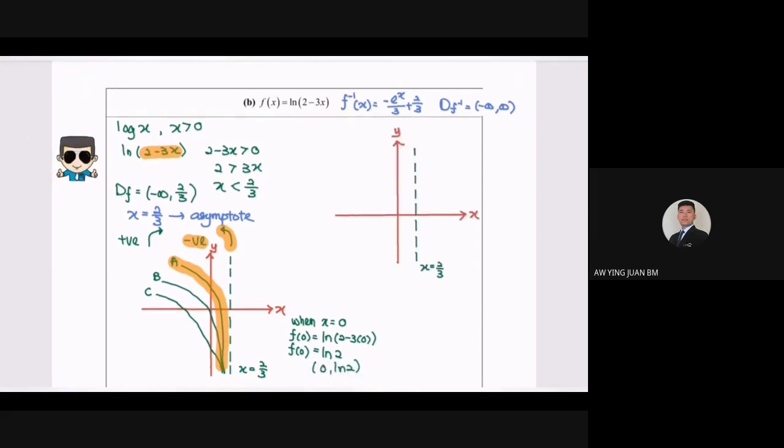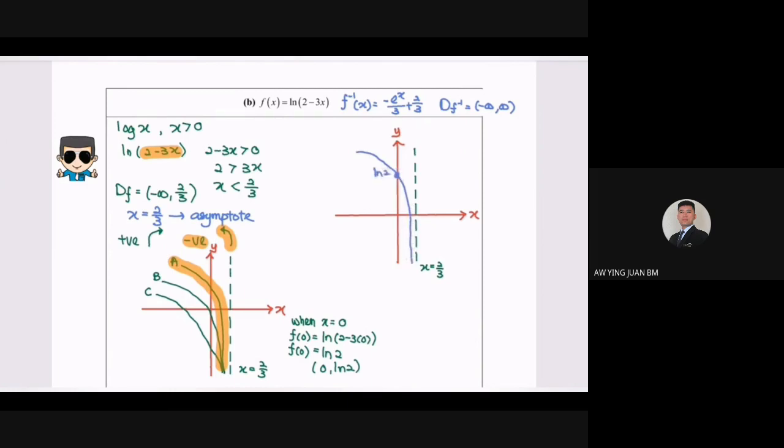So now we are going to sketch the graph. Now we have the green line, which is the asymptote, x equals 2 over 3. And previously we already determined the direction and also the draft, which is situation A. So my graph will be something like this. Then here will be ln 2.